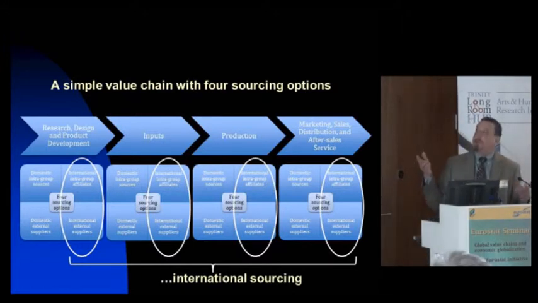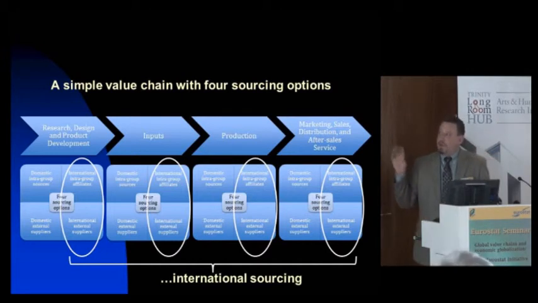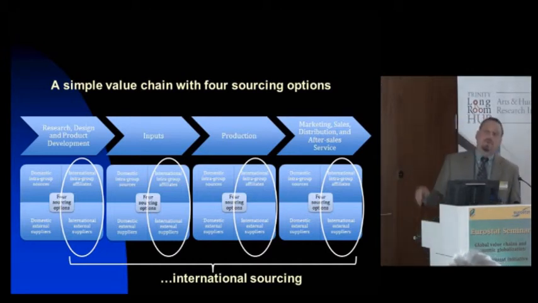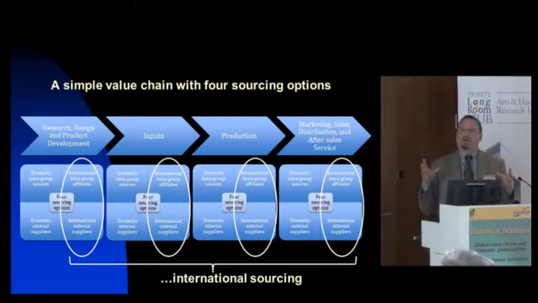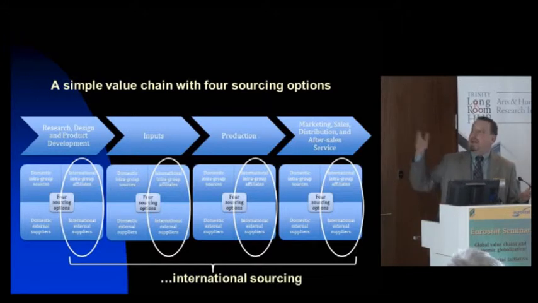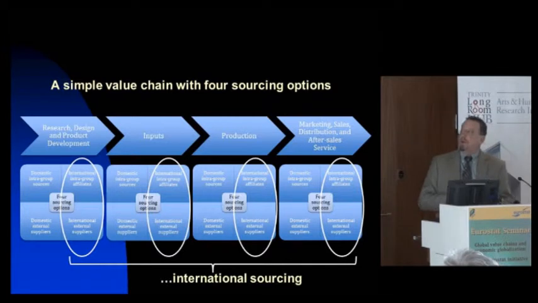So you have a supply chain, and for each activity in the supply chain, and again, this is a very simplified supply chain with a value chain with four steps, you have four sourcing decisions for each one of those. But if you fragment it into the real value chain and break it up much more finely, the International Sourcing Survey has 8 business functions in addition to the main output, the production function, if you will.